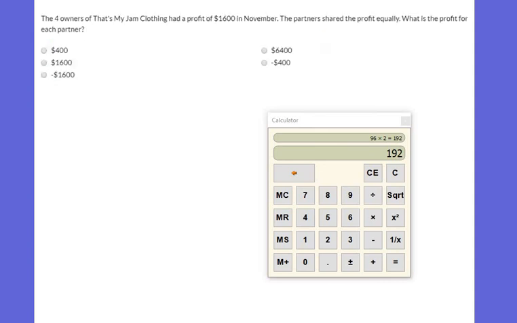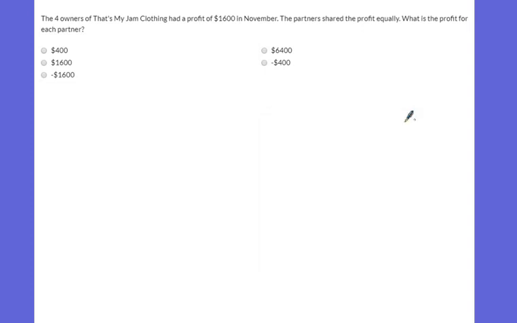Alright, let's check another one. The owners of That's My Jam Clothing had a profit of $1,600 in November. The partners shared the profit equally. What is the profit for each partner? So there's 4 owners, splitting $1,600 by 4. That means we're going to divide it.